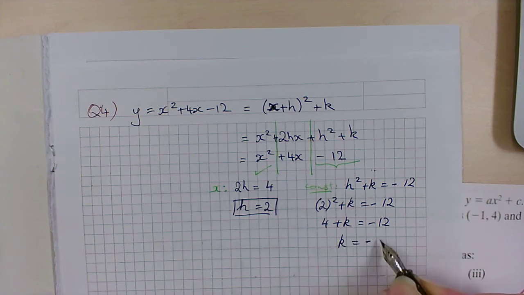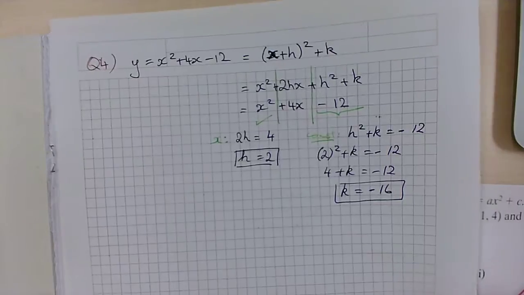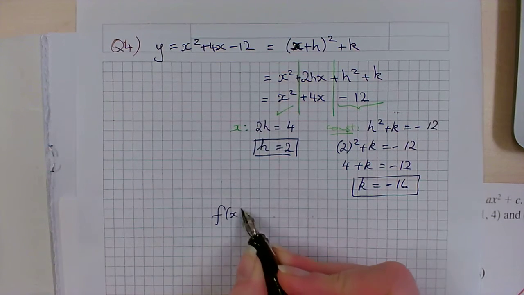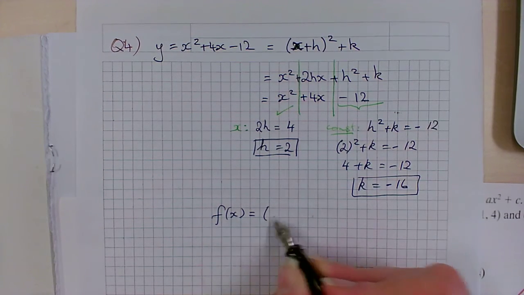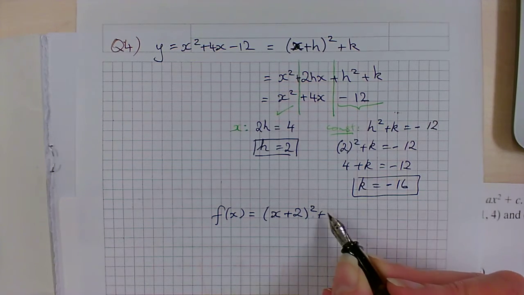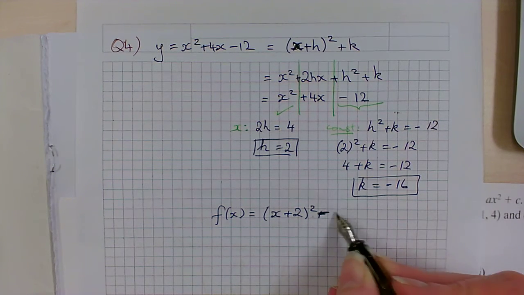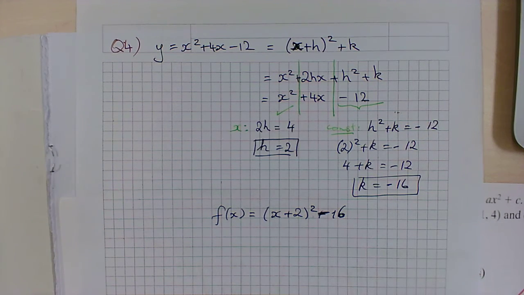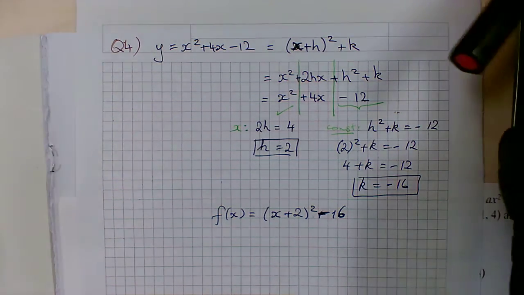k is equal to minus 16, which means, filling back, treating this like a formula, in completed square format, my function is x plus h all squared plus k, so it's a minus k, or minus 16, plus a minus is minus, and that's my function in completed square format.